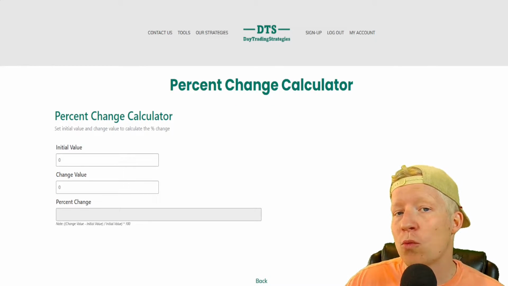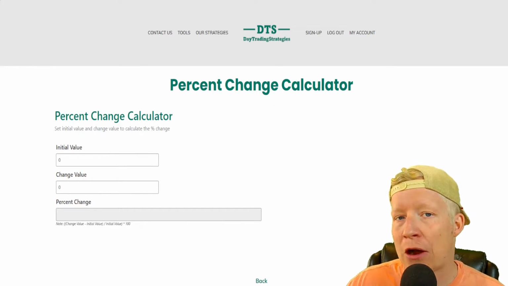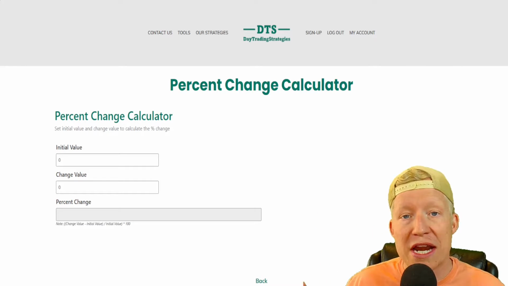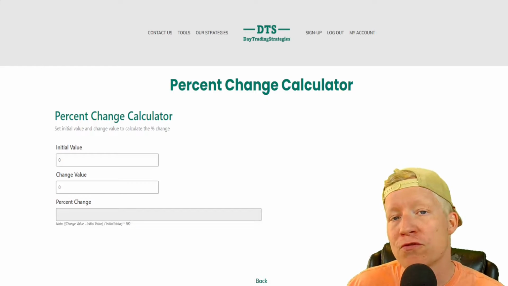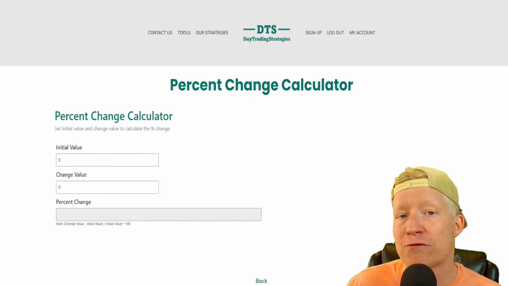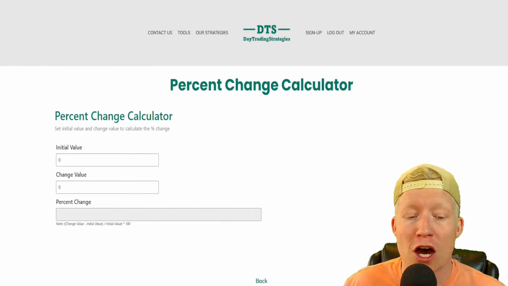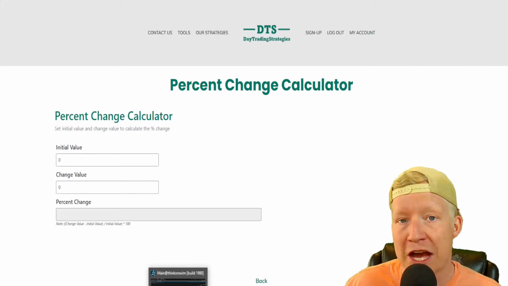Our first tool added to the website is a percent change calculator. And while nothing groundbreaking mathematically is going on here, a percent change calculator is useful for traders in multiple different scenarios. First off, your performance evaluation.